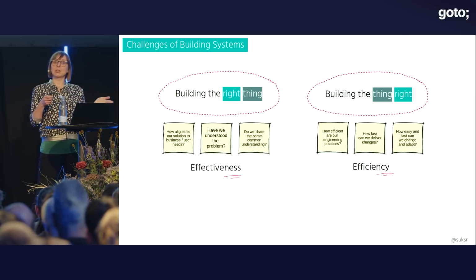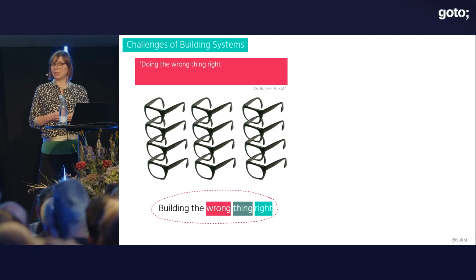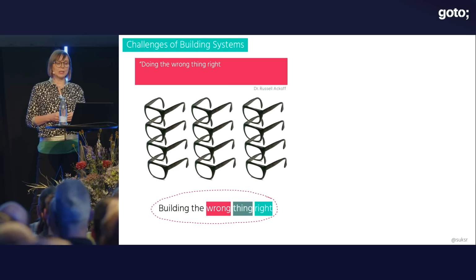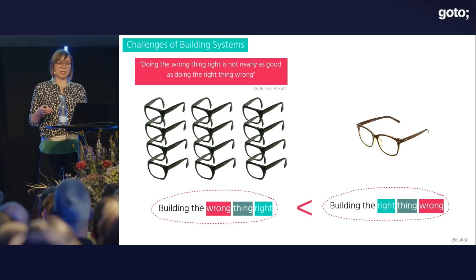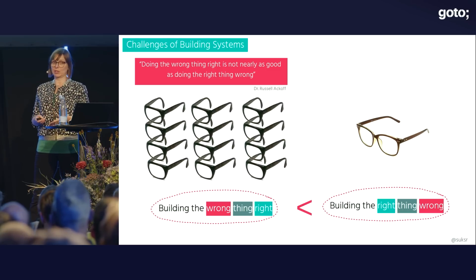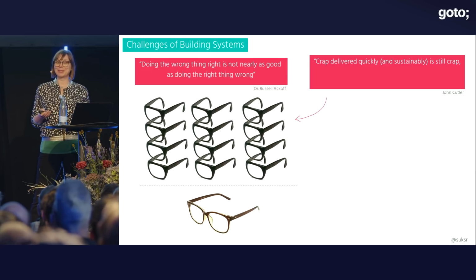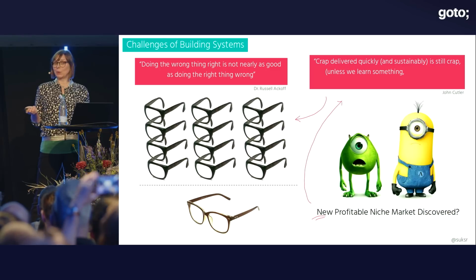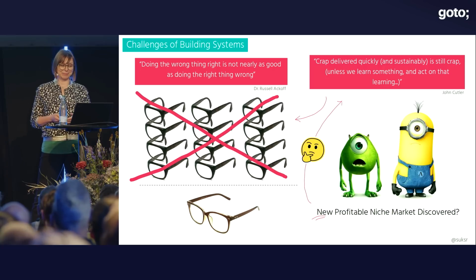So the one does not go without the other, but as Dr. Russell Ackoff, one of the pioneers of the systems thinking movement, stated, doing the wrong thing right is not nearly as good as doing the right thing wrong. So building a wrong product, even in an efficient manner, is still worse than building a right product inefficiently. Or as John Cutler says, crap delivered quickly is still crap. Unless we learn something from it, and we might also act on that learning.